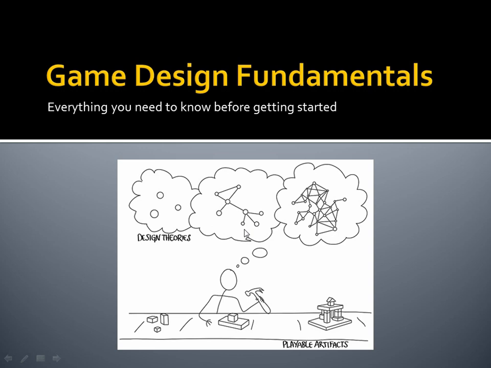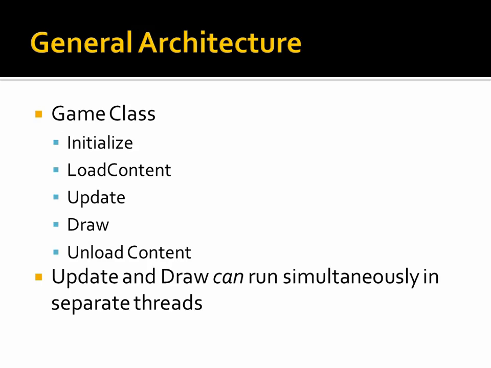Alright, so let's actually talk about some XNA, shall we? In your general architecture, you have a game class. The game class is what contains the game loop. The game loop is what your game runs. The game class will have a constructor. After the constructor, it has a function called Initialize. That's where you would generally add all your game components. We'll talk more about game components in a minute.